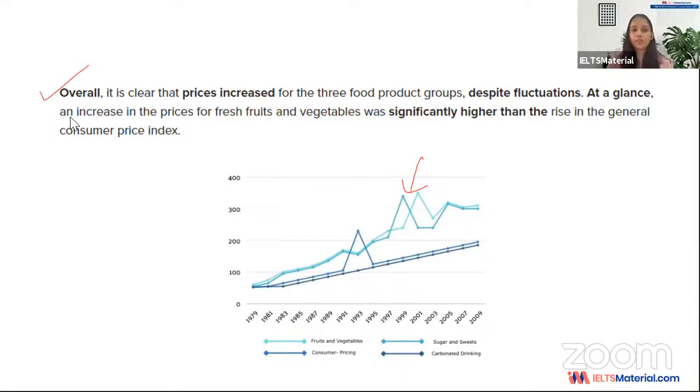What have we mentioned here? We have only talked about the increase. And number two, we have done a short comparison. That's all that is part of your overview. No details as such. So we will keep this in mind. Someone has asked, do we write a conclusion? No, we don't. Conclusion forms part of your essay only, not in your writing task 1. So this is the overview.